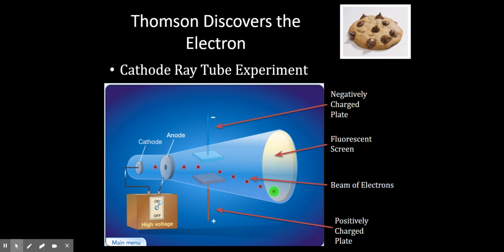What Thomson did is he fired these rays, and then he applied positively charged plates. What he noticed was these electrons, these rays at the time, would bend towards the positive plates. Going back to our golden rule, if these particles were bending towards a positive plate, that must have meant that they were negatively charged.